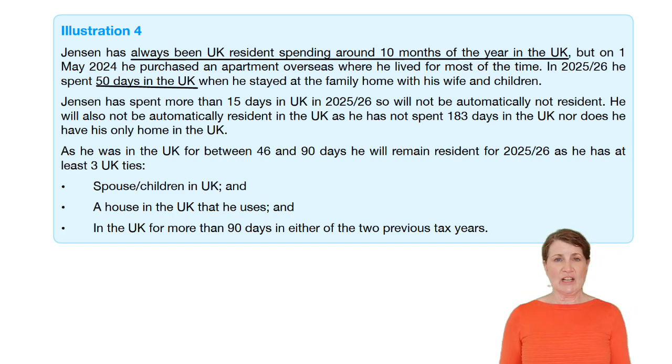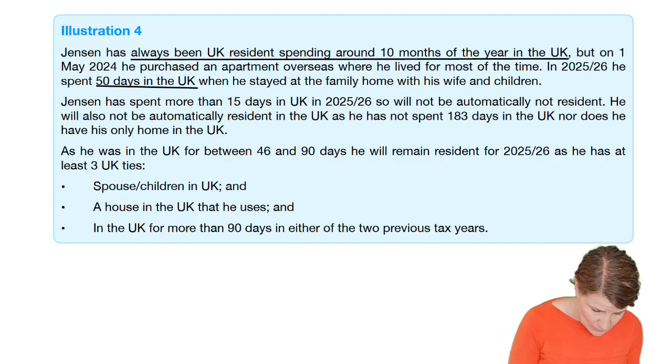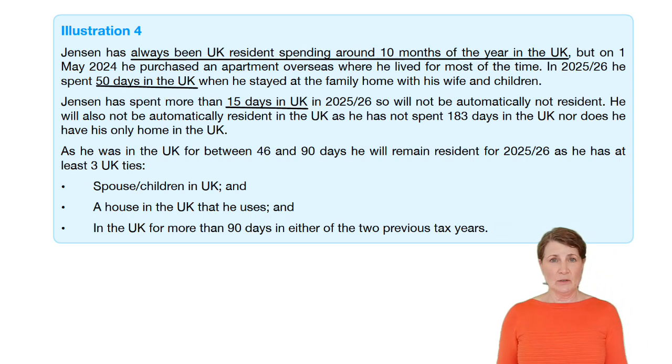So looking at whether Jensen's resident in the UK or not, step 1 is our automatic overseas test. He has previously been UK resident in any of the 3 previous tax years, and that means, of course, he can spend no more than 15 days in the UK in this tax year, and he spends 50. So more than 15, and therefore is not automatically overseas resident under step 1.